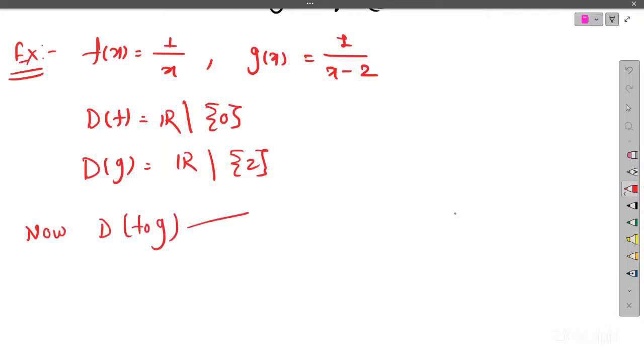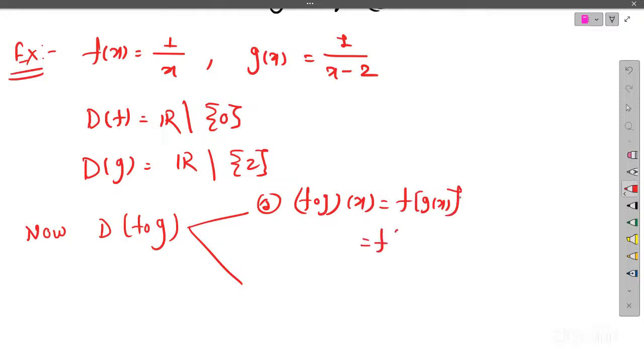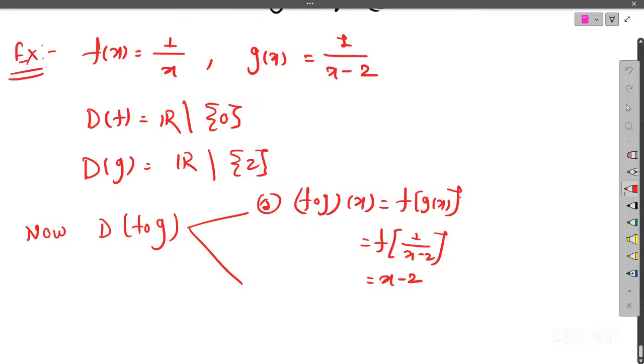So I will find it in two ways. First, I will find the expression and then the domain. And secondly, we use these two steps. So, let's find the expression of f composite g of x. f composite g of x is nothing but f of g of x. That means we have to apply f on g of x. If you apply g on x, it will be 1 upon x minus 2. And if you apply f on this, it will be 1 upon 1 upon x minus 2. It means x minus 2 will come into the numerator. So the expression of f composite g is nothing but x minus 2.